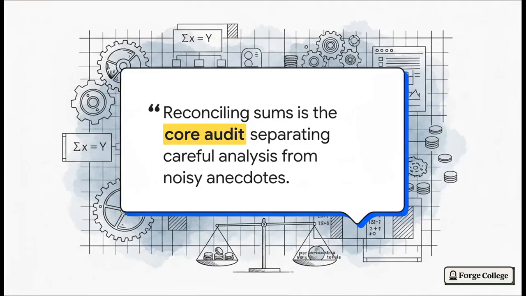So, the crucial point is this. Reconciling your sums is the core audit that separates careful analysis from noisy anecdotes. When someone else runs your reproducible test, the per-op totals must perfectly add up to the final product cost. If the sum of your individual station fees does not equal the per-transaction cost, well, you've got unaccounted overhead or a missing measurement somewhere. That beautiful mathematical harmony, that's what actually validates your entire framework.